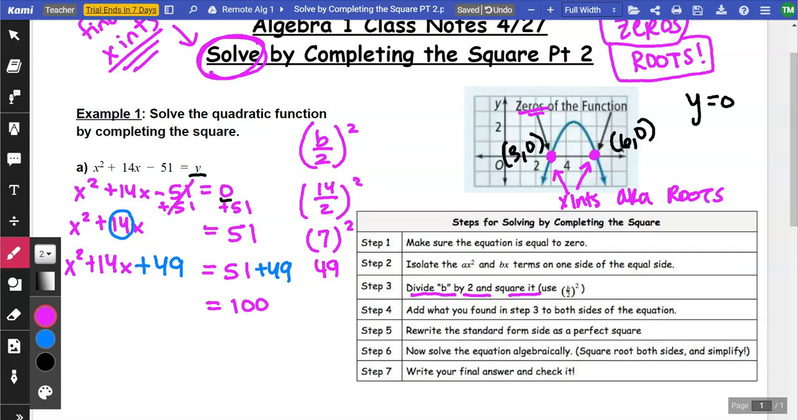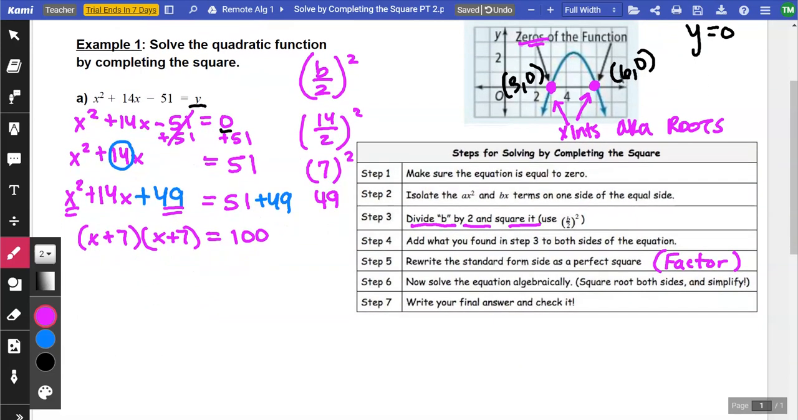So now we're going to rewrite, step 5 is to rewrite the standard form side as a perfect square. And all that really means is factor it. So x squared plus 14x plus 49, we're going to factor that thing. So x times x would give me that x squared. 7 times 7 would give me 49. And then positive 7x and positive 7x would give me 14x in the middle. Well, now I have x plus 7 times x plus 7. How can I rewrite something times itself? I can rewrite it as a perfect square. x plus 7 squared is equal to 100.